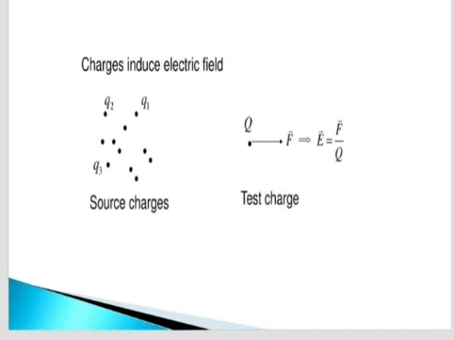Consider some point charges Q1, Q2, Q3, etc. at distances R1, R2, R3, etc. from the test charge Q. According to the principle of superposition, the total force acting on a test charge due to all other charges is F = QE.